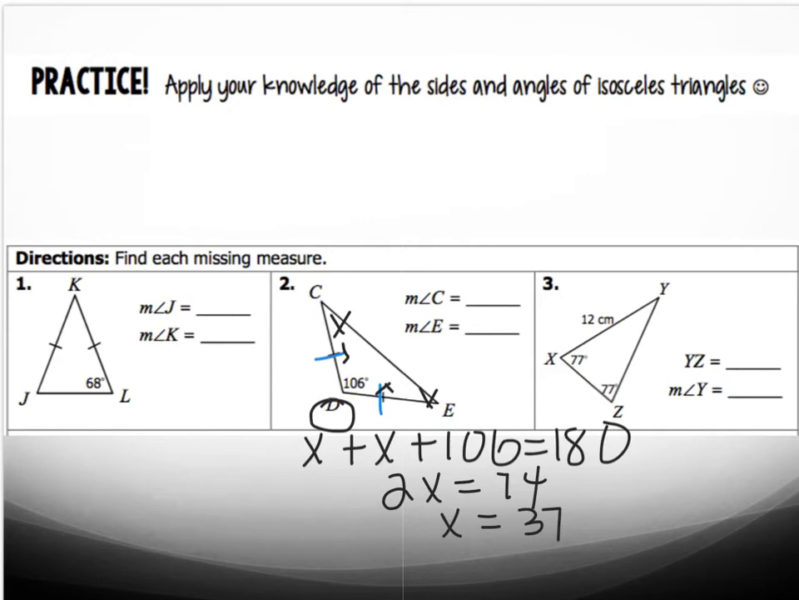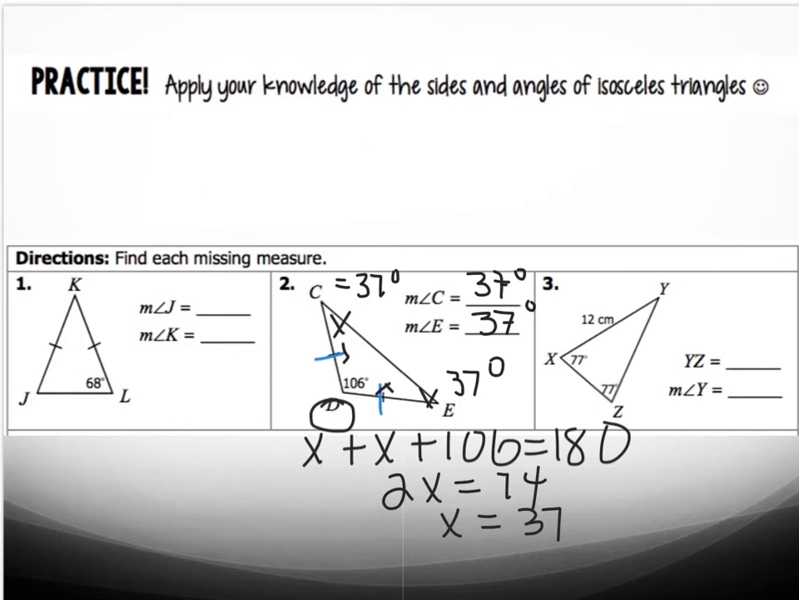So now we know that this angle over here is 37 degrees, and the other angle is 37 degrees, because when we have two sides that are the same, we have two angles that are the same. So angle C is 37 degrees, and angle E is also 37 degrees. Give you a chance. You go ahead and work out number 1 and number 3.